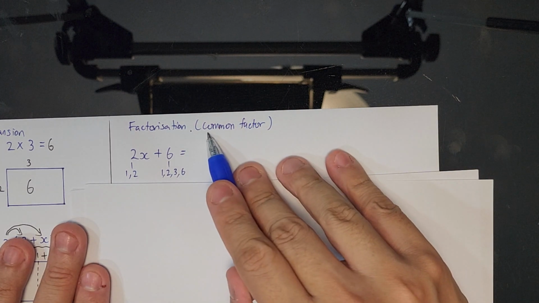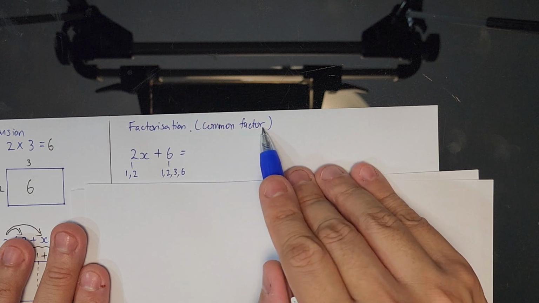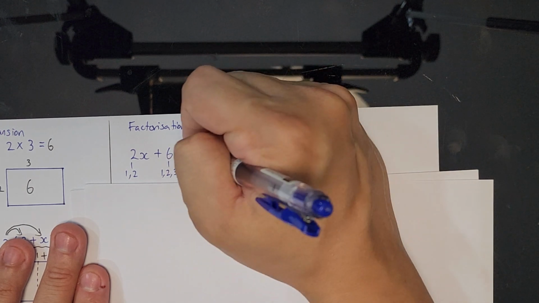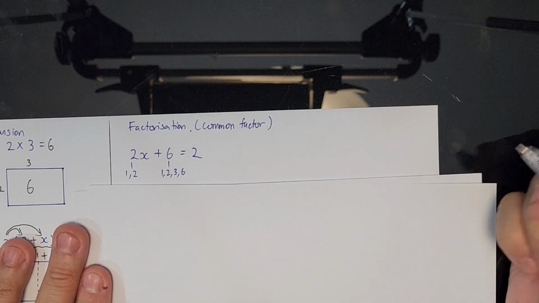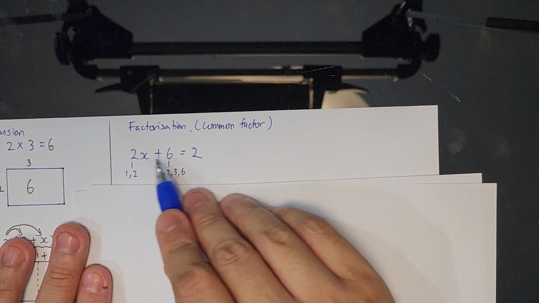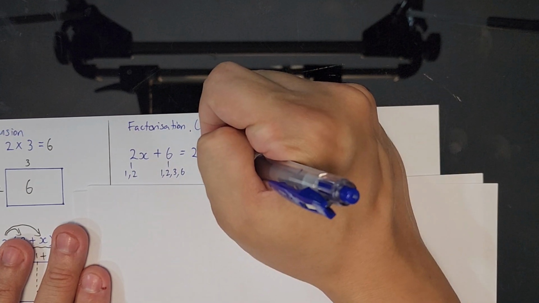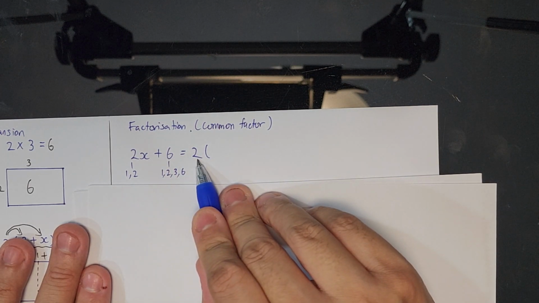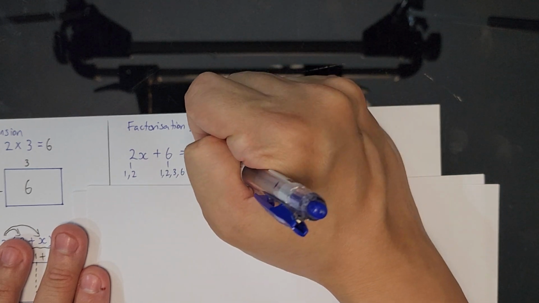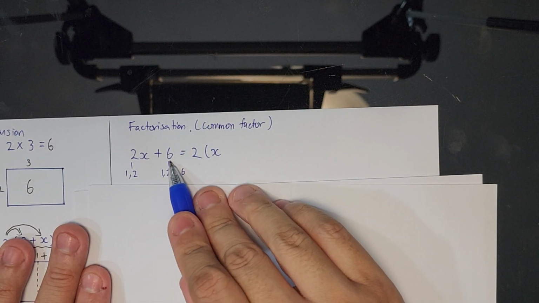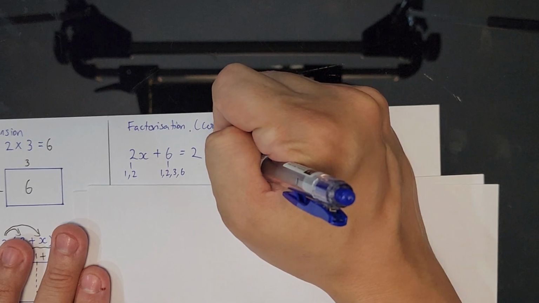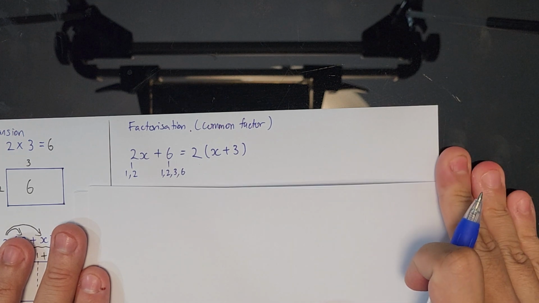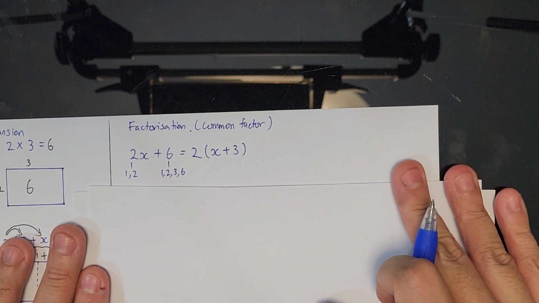As the words here suggest, common factor. So I look for the highest common factor. So it's a 2, right? So my answer will start with a 2. This is the common factor for both of these two terms, 2x plus 6. And what I'm left with is, I take 2x divided by 2, I'm left with x. Over here, I take 6 divided by 2, I get a positive 3. So this is how I get the answer. This is factorization by common factor.